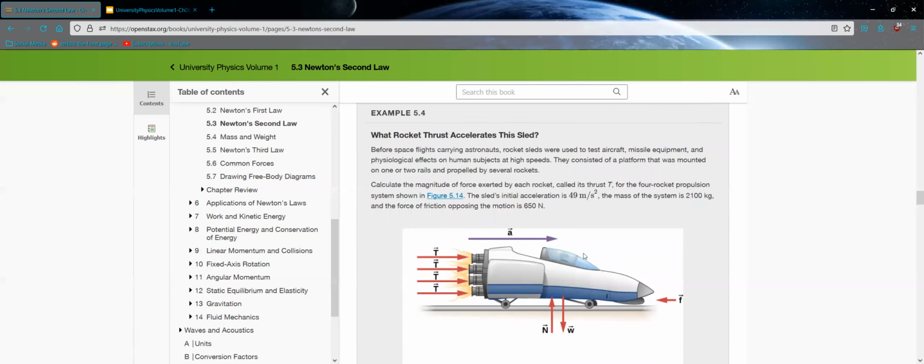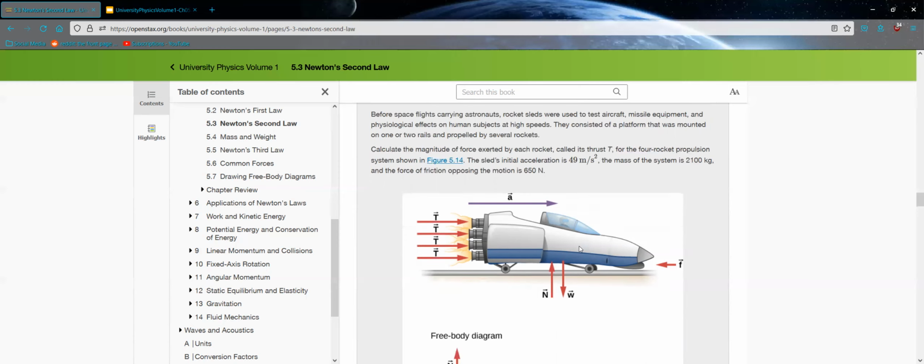However, I do know the force pushing it to the left, right? So if I can figure out how much force is being pushed to the right, I can subtract out what's being pushed to the left, and what's left over after I subtract out the force of the friction pushing to the left is the force of the thrusting, the force of the rockets.